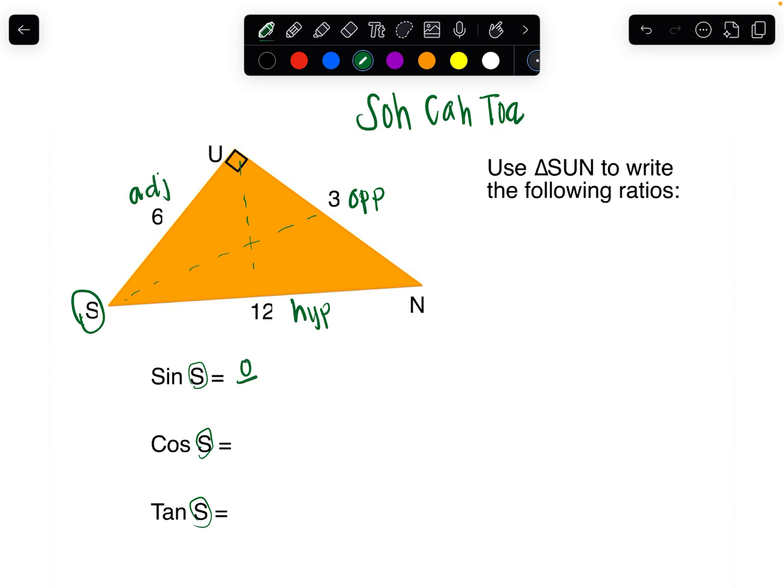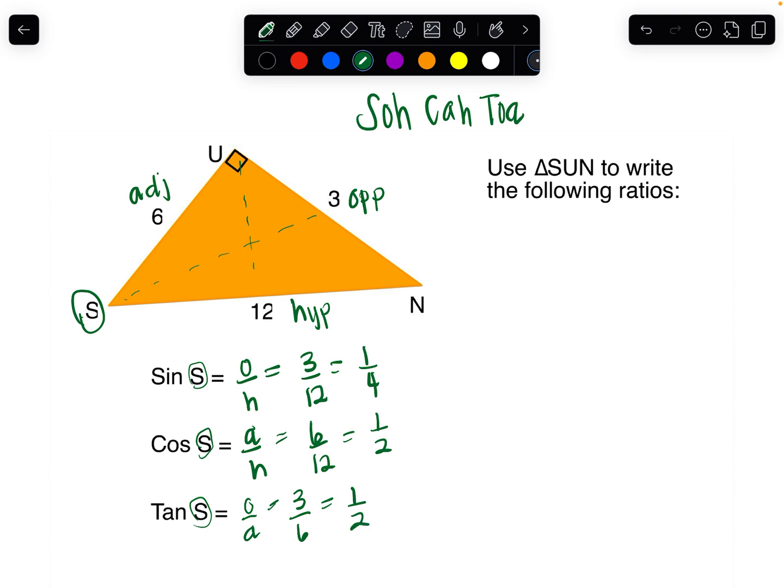So sine is opposite over hypotenuse, 3 over 12, which simplifies to 1/4. Cosine is adjacent over hypotenuse, 6 over 12, which simplifies to 1/2. And then tangent is opposite over adjacent, which is 3 over 6, which also simplifies to 1/2.